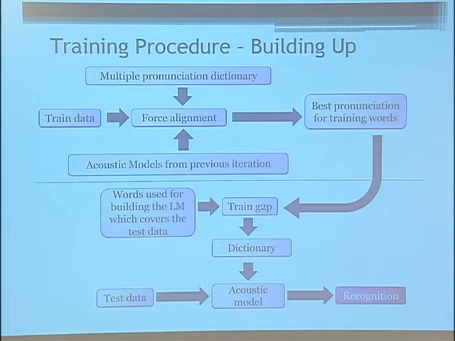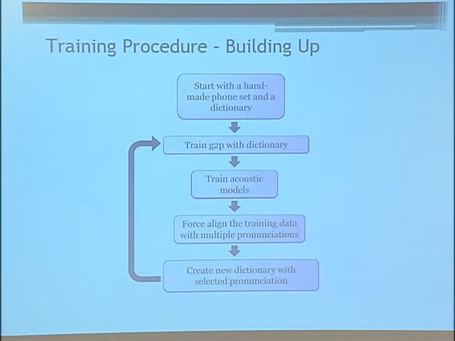The attempt is to tune so that at least your training data has picked up the best pronunciations that are there. So you start with your handmade phone set and dictionary, you train G2P with the dictionary, you train your acoustic models, you force align with the multiple pronunciation, you create a new dictionary, and then you keep doing the loop till you somehow start converging.